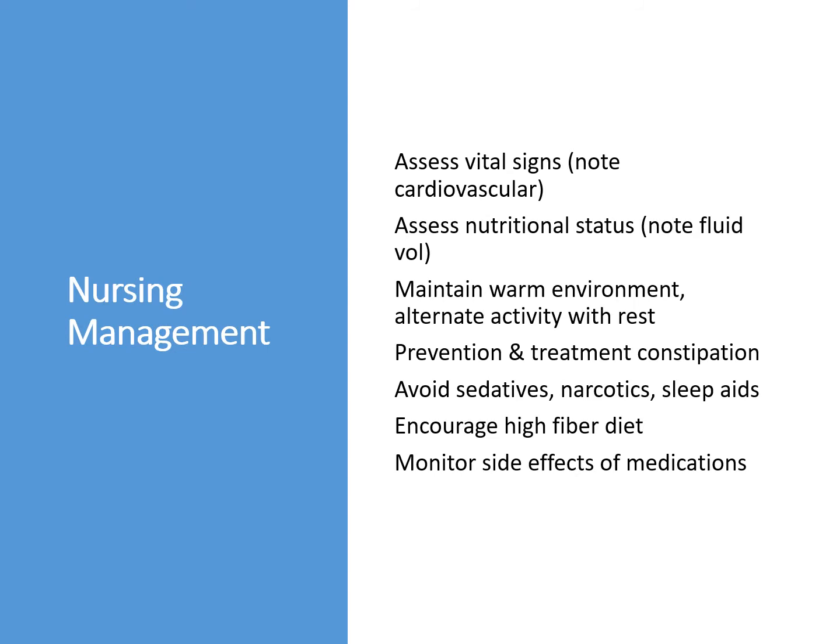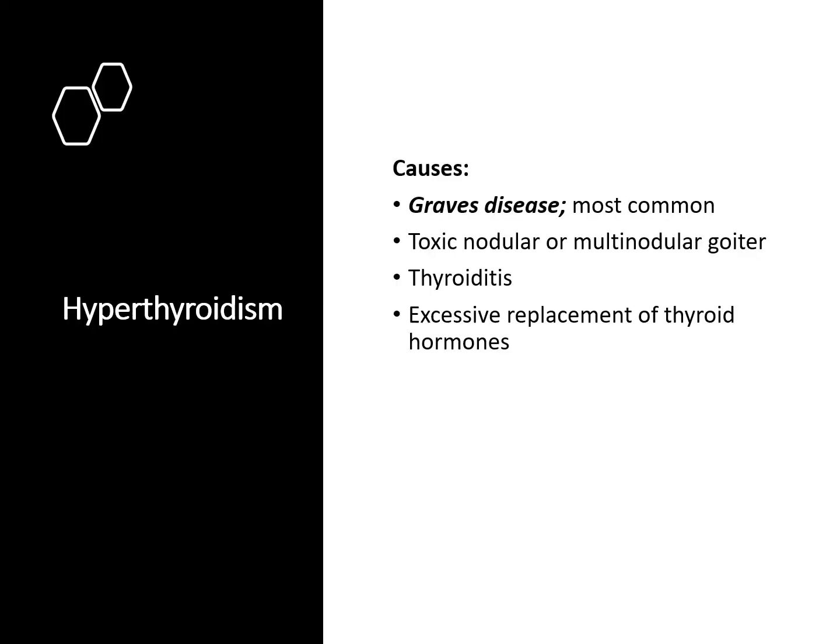Nursing management for somebody with hypothyroidism, we're going to assess the vital signs. We want to make sure that their heart rate's not too slow. We talked about the temperature already. Assess their nutritional status, including the fluid volume. Maintain a warm environment and alternate activity with rest. Because they don't tolerate cold very well, you want to make sure that the room temperature is suitable for them. Prevention and treatment of constipation, avoid sedatives, narcotics, sleep aids, encourage high fiber diet, and monitor for side effects of the medications.